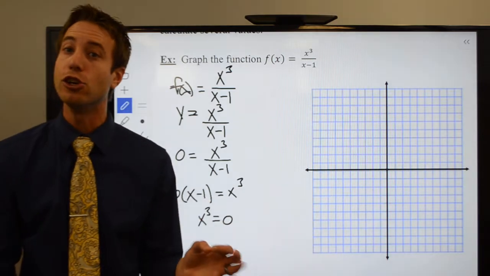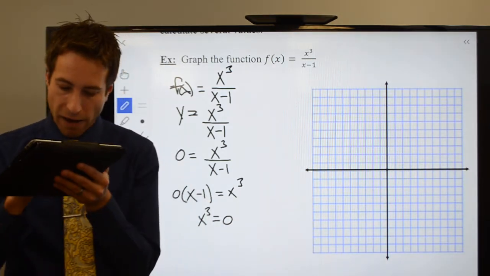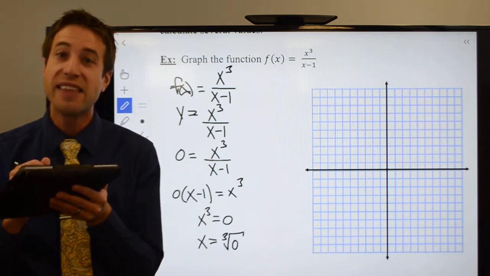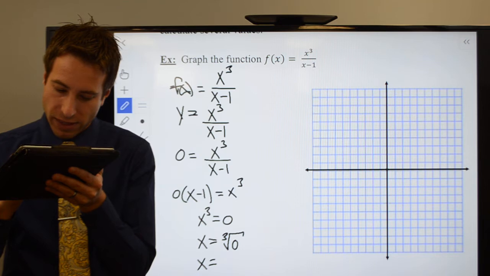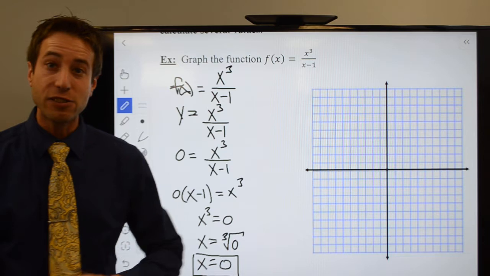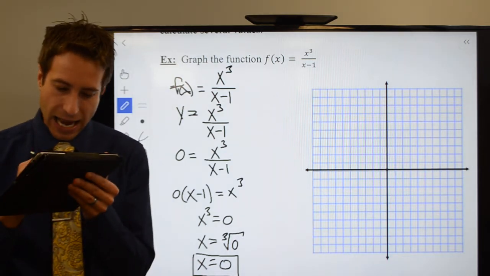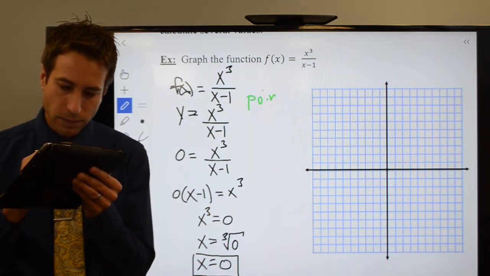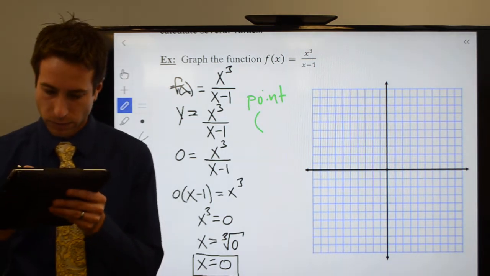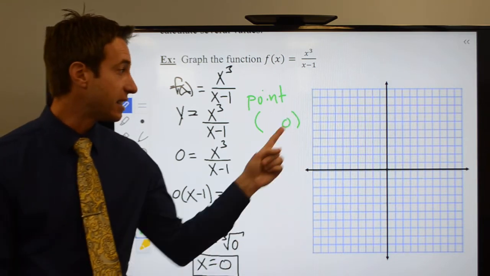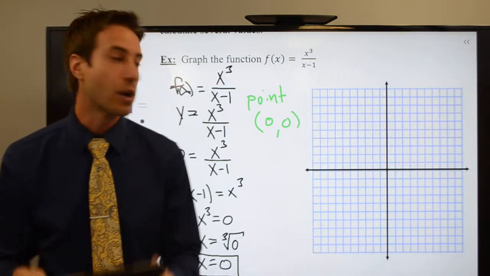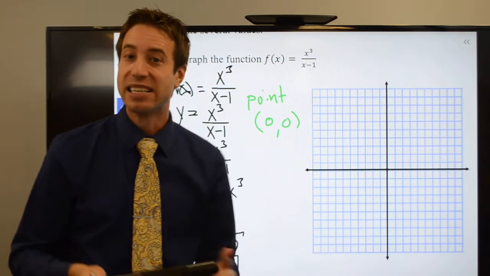Since the x is cubed, take the cubed root of both sides. X is equal to the cubed root of 0, and that's an easy one. The cubed root of 0 is, of course, 0. Here's what that tells me: this gives me a point. I now know that when y is 0, x is also 0. And so right away I know that I'm going to have a point at 0, 0.